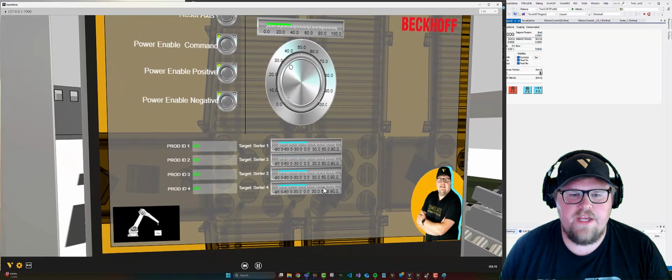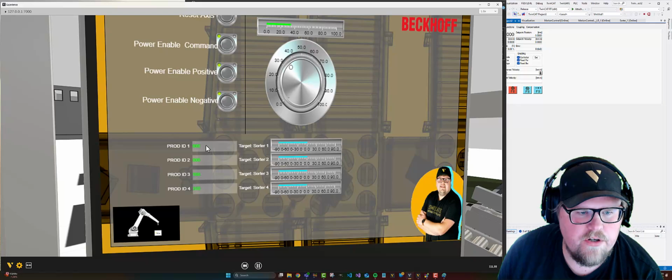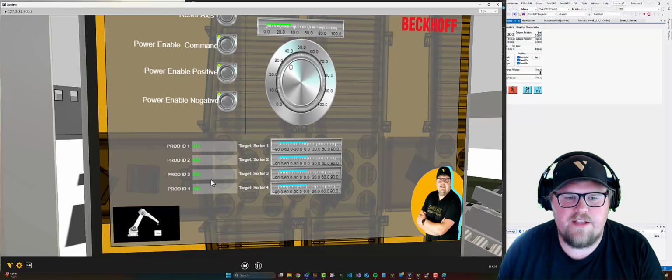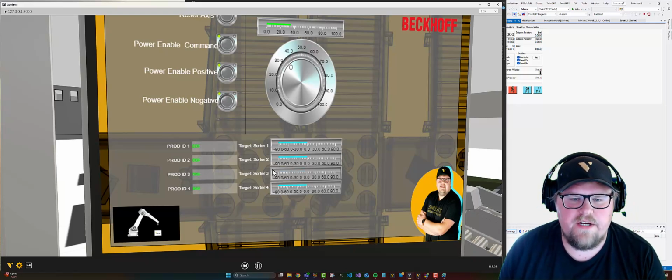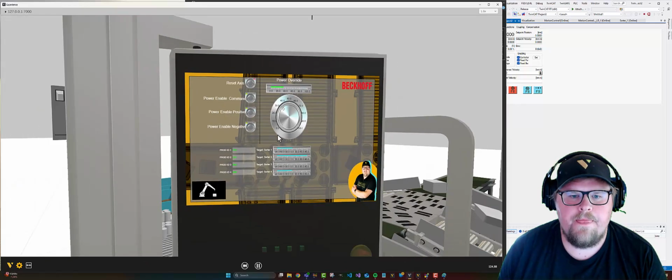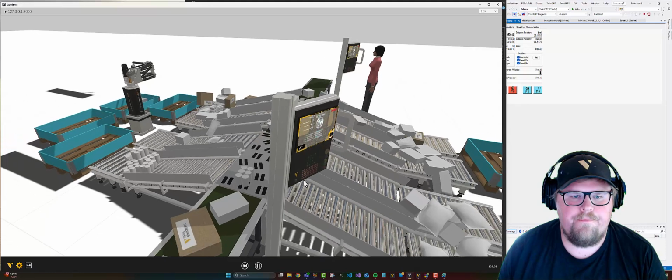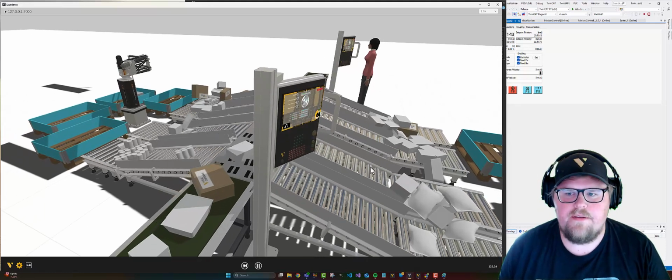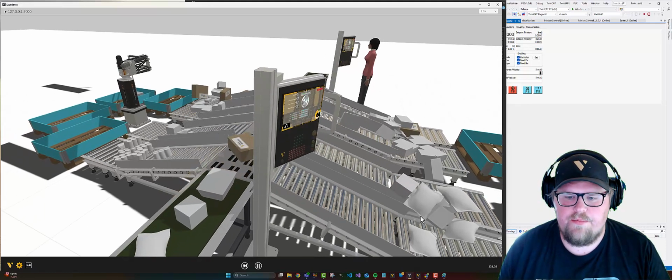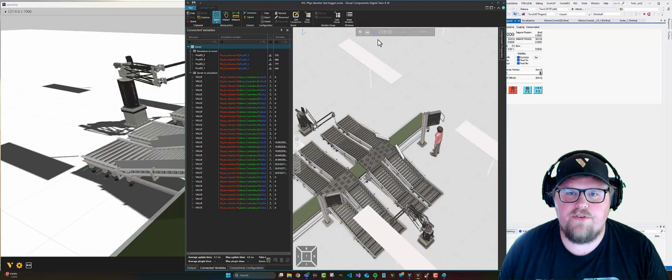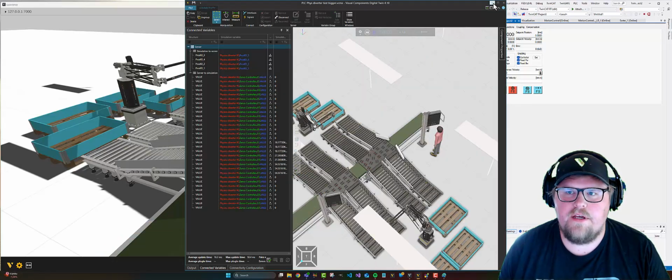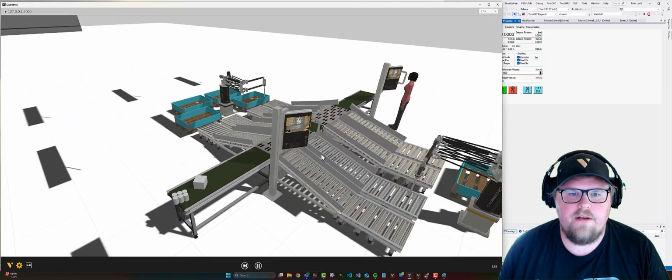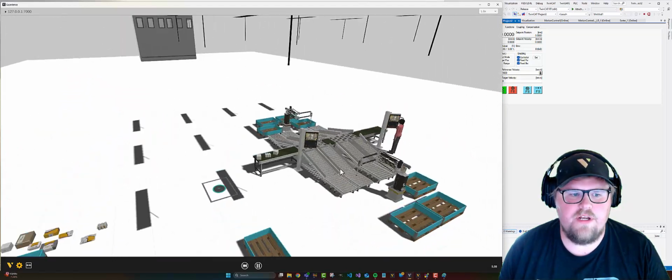You see here on the HMI everything that's going on. So we are reading the products, we get the live feed, we see here the targets for the different diverters, so where they're currently going. Yeah, pretty neat. If we would come back to Visual Components, we can reset it and run it again. We see other things going on in here as well.